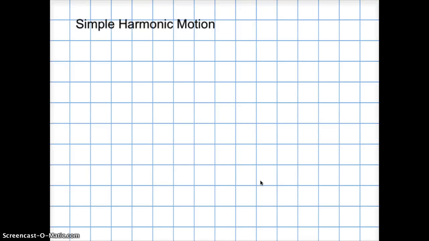In this video, I want to talk about simple harmonic motion. Simple harmonic motion is that simple, and I'm going to talk about what that means in just a minute, but it's that simple back and forth motion. So if we have an object that simply vibrates and goes back and forth, then that is called simple harmonic motion.